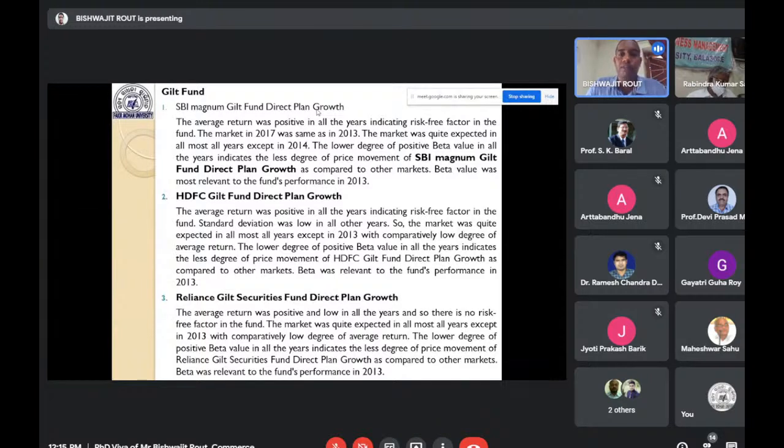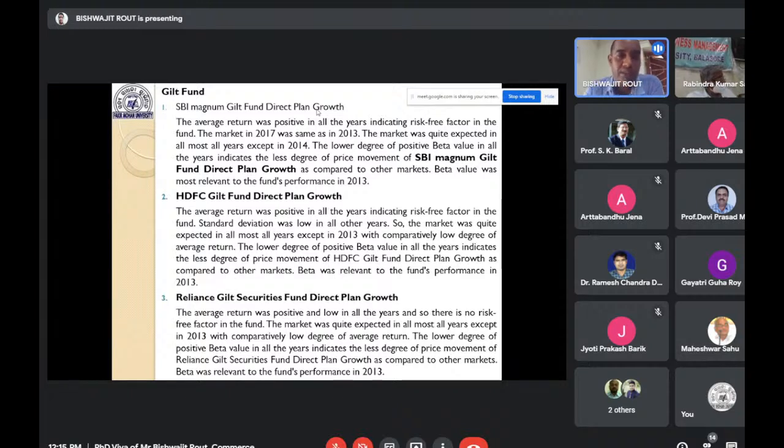The lower degree of positive beta value in all the years indicates the less degree of price movement of SBI Magnum Fund as compared to other markets. Beta value was most relevant to the fund performance in the year 2013. So next company is HDFC Gilt Fund Direct Plan Growth.